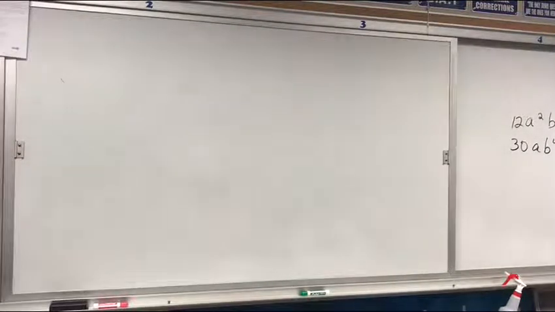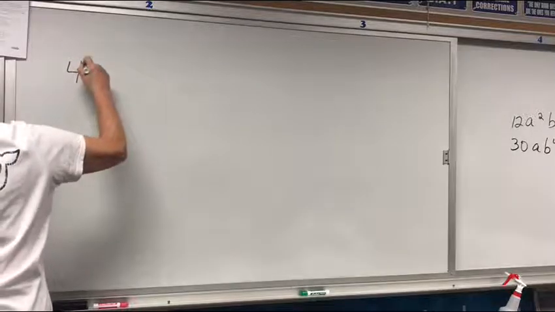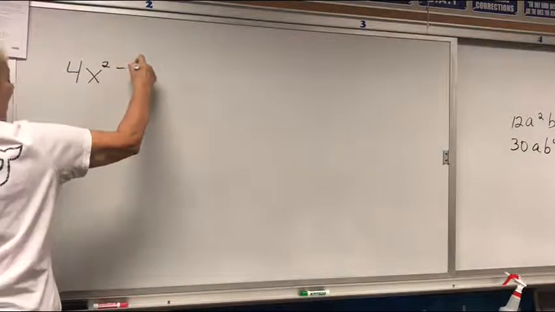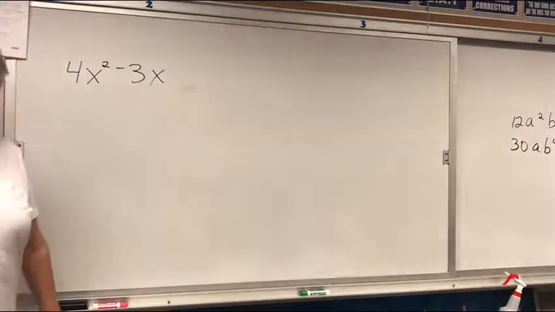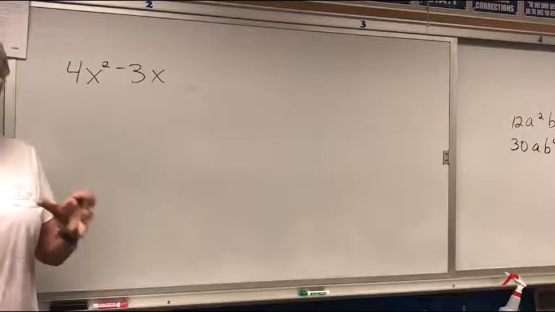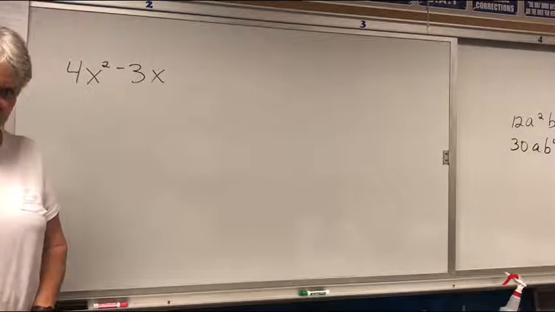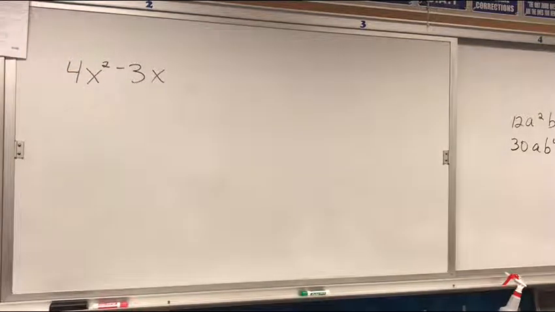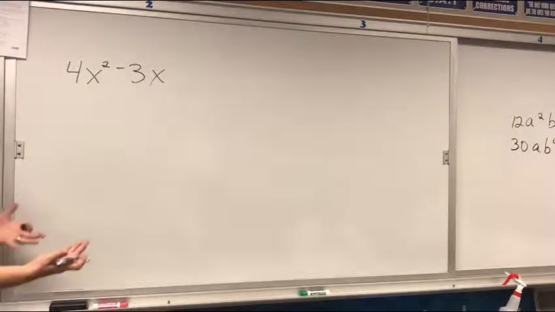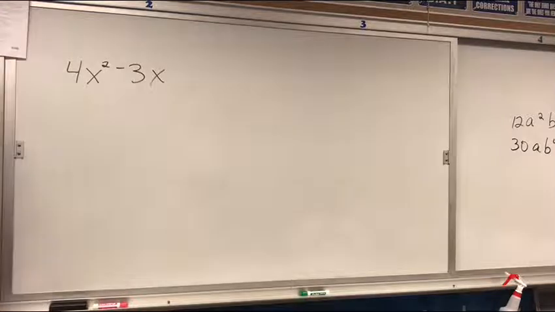Factoring scene 1, action. All right. You are going to learn how to do the distributive property backwards. The answer you get will give you the question. All right? Last night you found the greatest common factor of two terms, 4x squared and negative 3x.